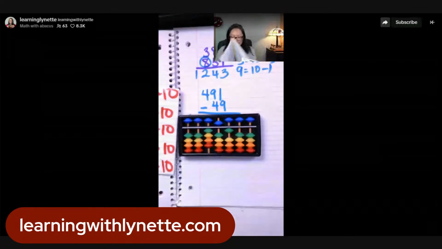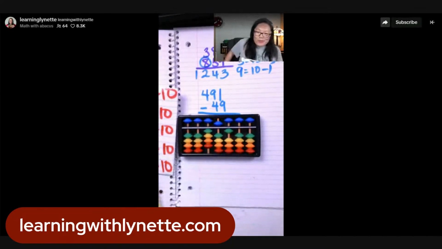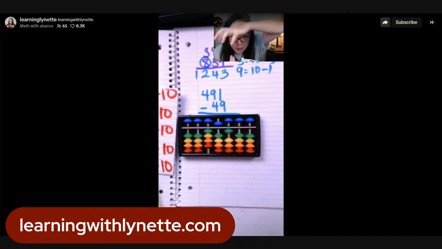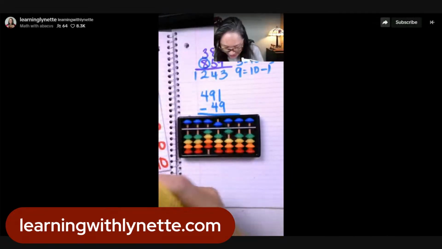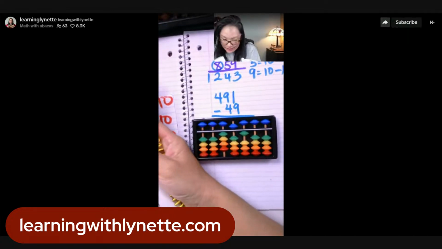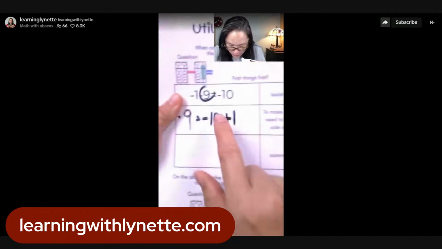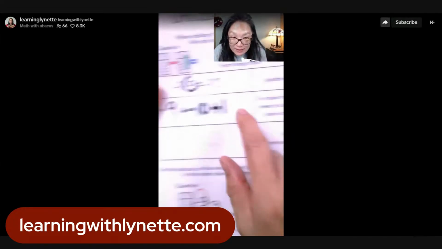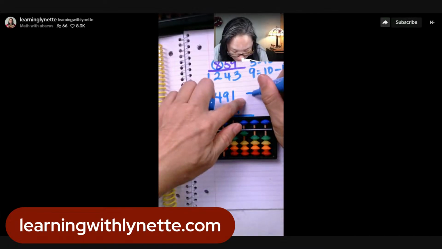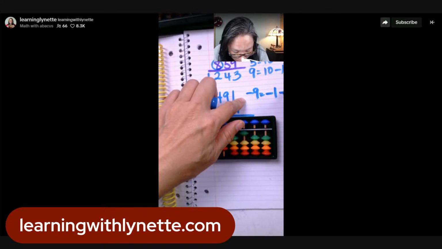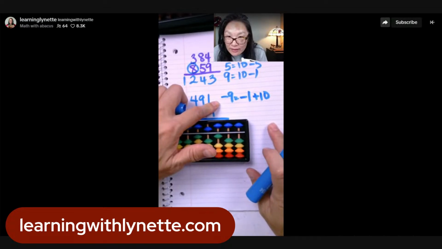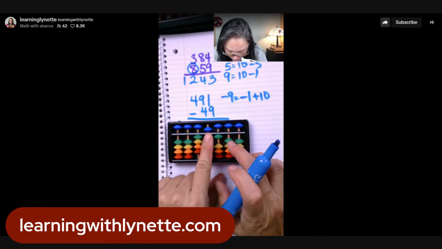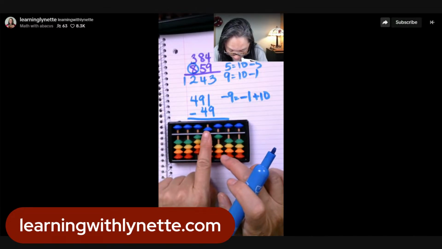Why? Because now we're going to Tetris our way through. The first thing we're going to do is understand minus the 9. Minus the 9 is minus the 10 plus the 1. We're going to rewrite this. Minus the 9 is equal to minus the 1 plus the 10. We have 400, since we took away the 4. When we take away the 9, we're going to minus the 1 plus the 10.